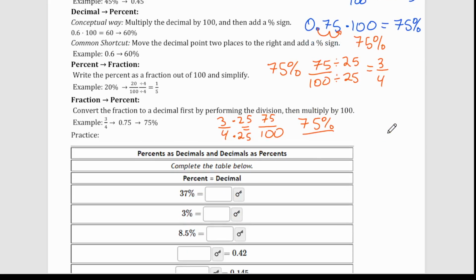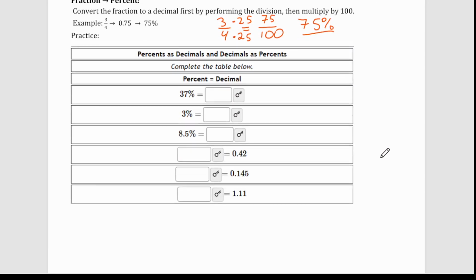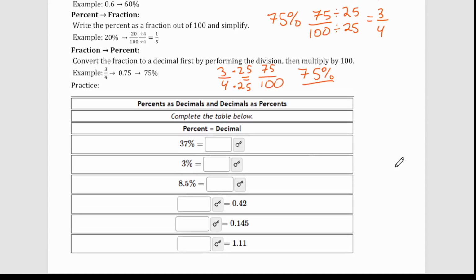So let's practice that a bit systematically. If I'm going to just convert from a percent to a decimal, so 37%, remember that's 37 out of 100. I can picture there's a point after the 37. Move it 2 places to the left, and that would be 0.37.